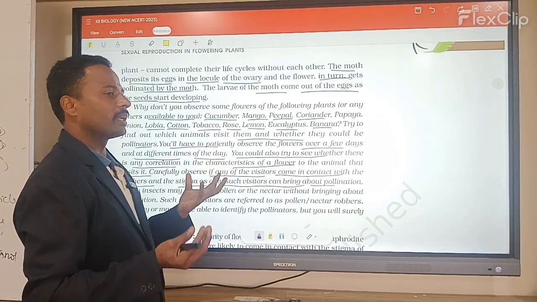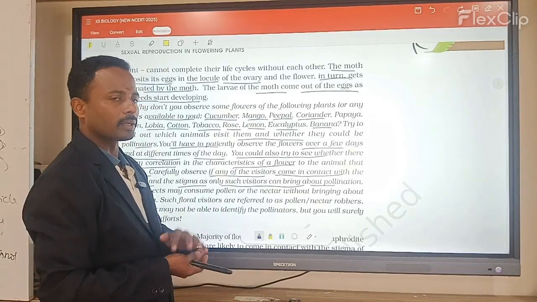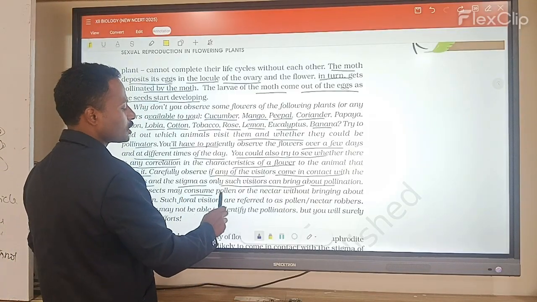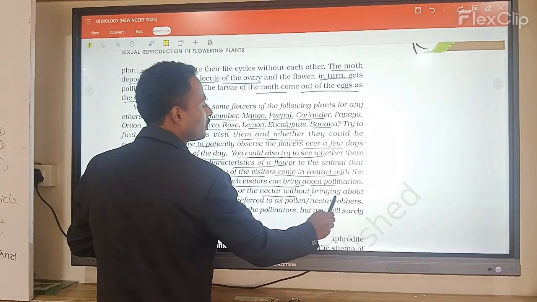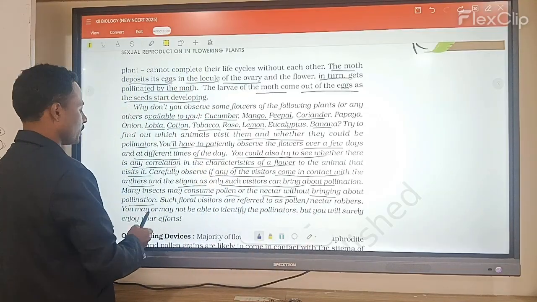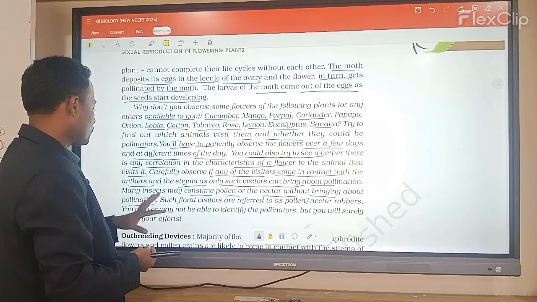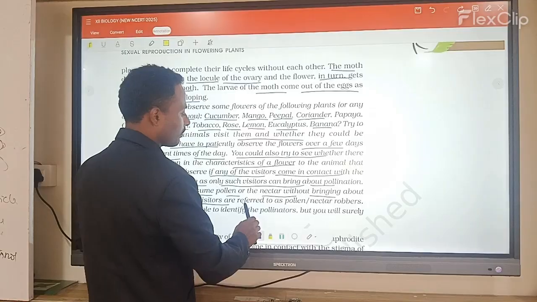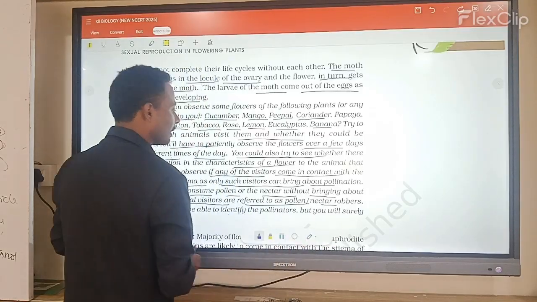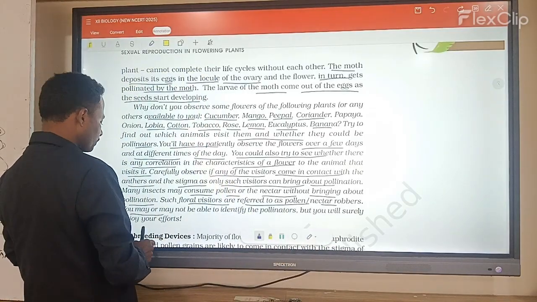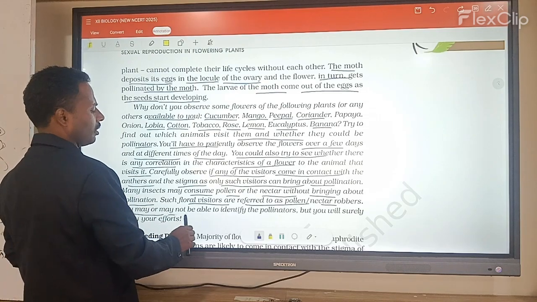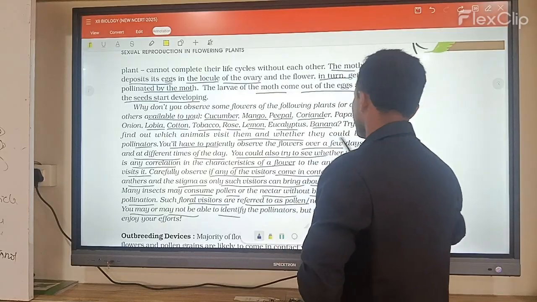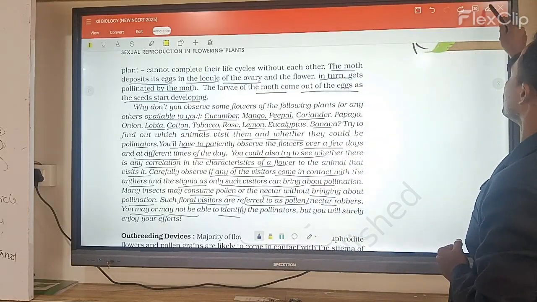So when the pollen grains get in contact with the stigma, it is a part of pollination. Next, many insects may consume the pollen or the nectar without bringing about any pollination. Such floral visitors are referred to as pollen or nectar robbers. You may or may not be able to identify the pollinators, but you will surely enjoy their efforts.